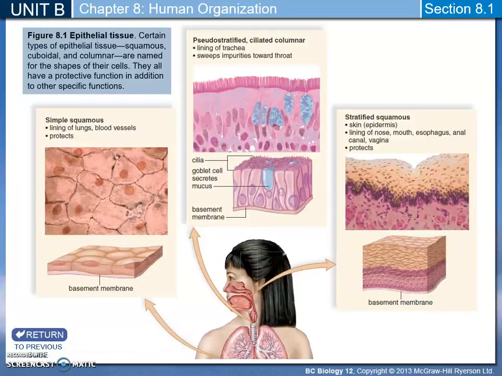Then on the far right, we have the stratified squamous, and generally skin is comprised of this type, as well as the lining of the nose, mouth, esophagus, the anal canal, and the vagina. Again, it's for protection, and so we have multiple layers, making it more difficult for any invaders to enter the body through all of these many layers, including the basement membrane as well.